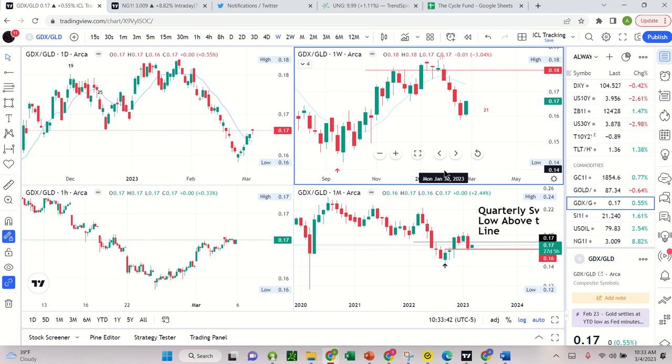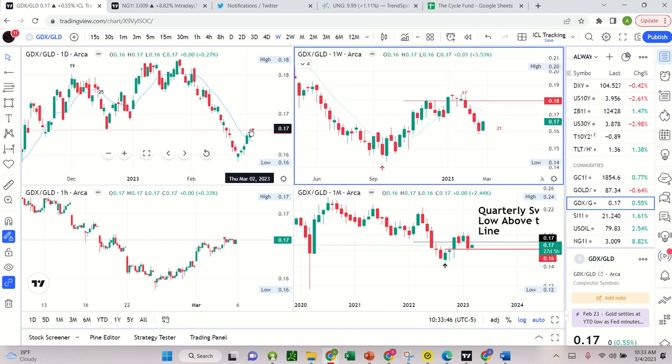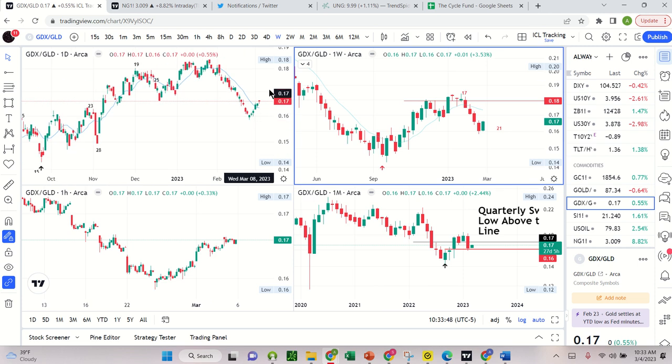It's really just a question of how that daily cycle plays out. Does it play out bullish or bearish? And then obviously this cycle is going to tell us a lot about that as well.